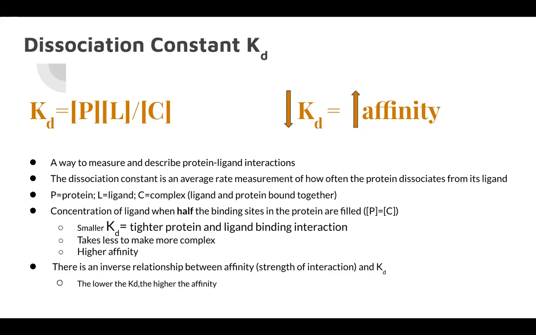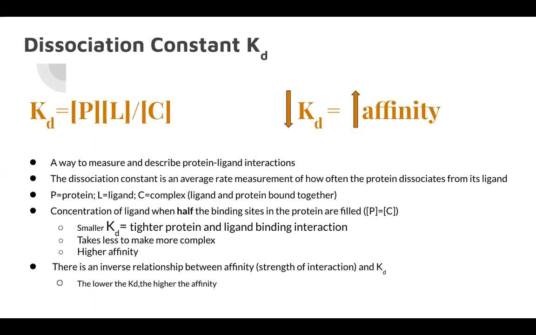So it's the concentration of the ligand when half the binding sites in the protein are filled, which you want to assume is when your protein P equals C. One thing to note is that there is an inverse relationship. They're going to be opposites, Kd and affinity.